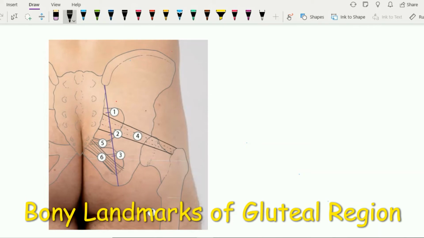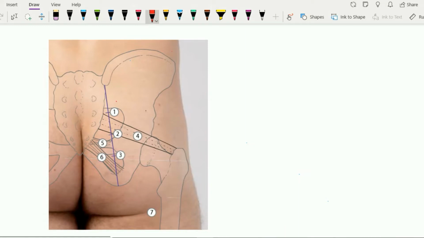Now let's see the important bony landmarks in the gluteal region. The highest point of the iliac crest is situated somewhere here, and it lies at the level of the fourth lumbar vertebra. The posterior superior iliac spine, which is present here, lies at the level of the second sacral vertebra.